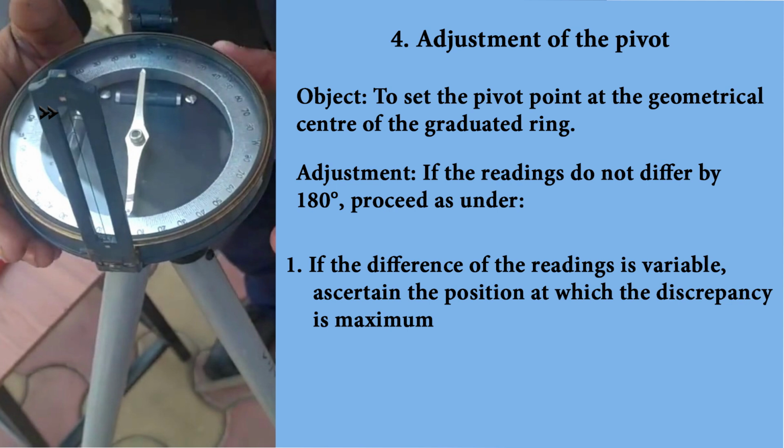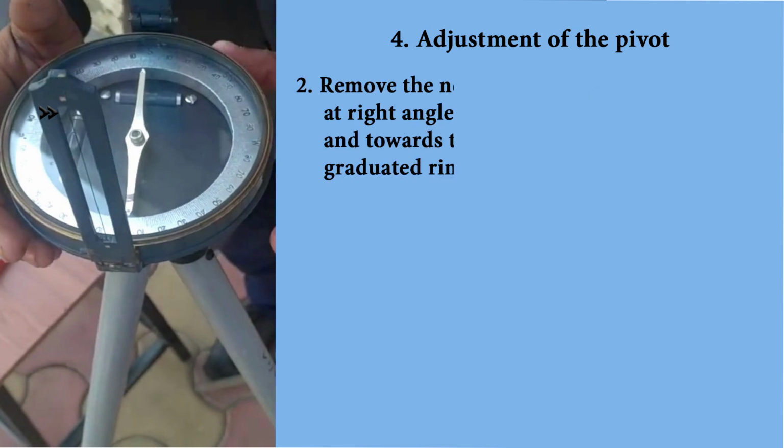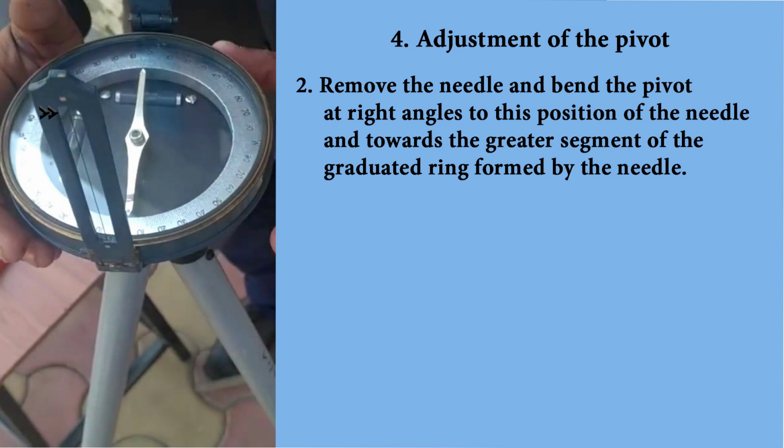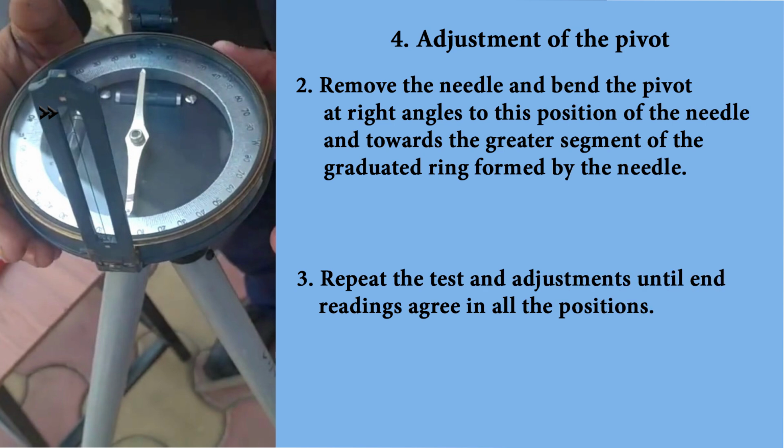Secondly, remove the needle and bend the pivot at right angles to this position of the needle towards the greater segment of the graduated ring formed by the needle. Lastly, repeat the test and adjustment until end readings agree in all positions.